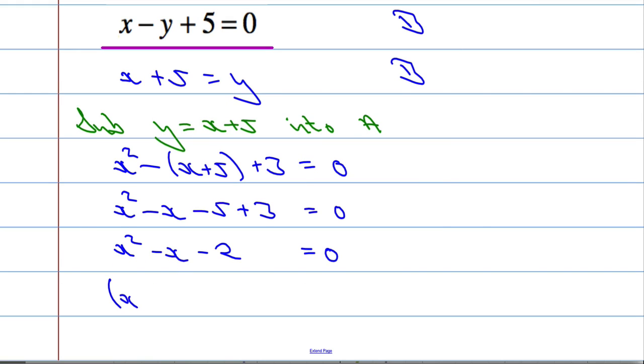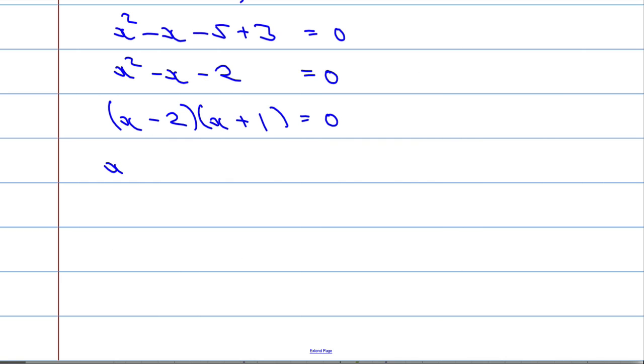I'm thinking x and x, it's going to be equal to 0 in the end. Right, two numbers that multiply to make minus 2, but add to make minus 1. So x minus 2 and x plus 1.